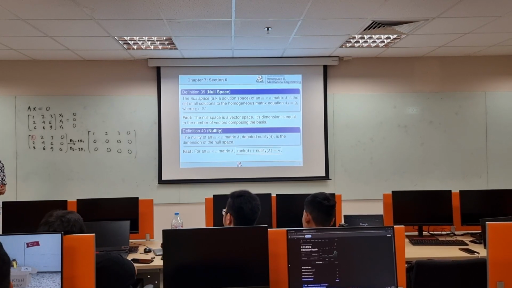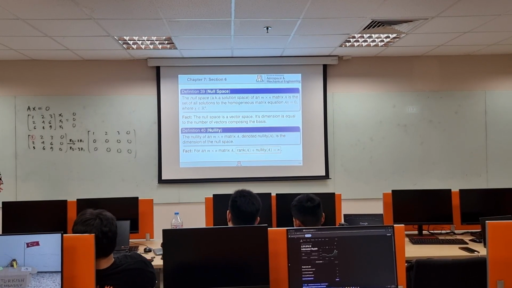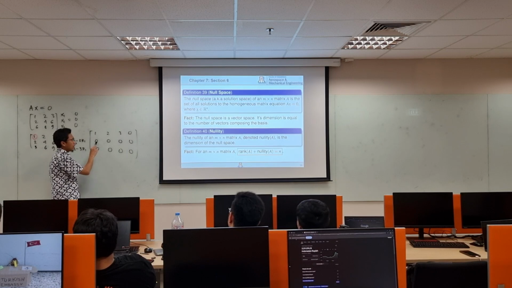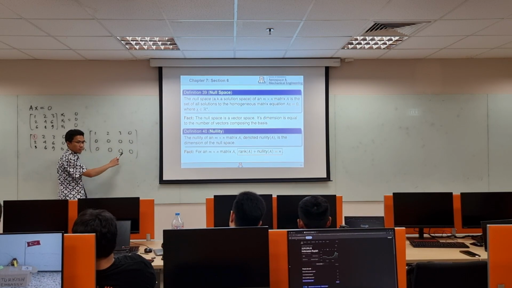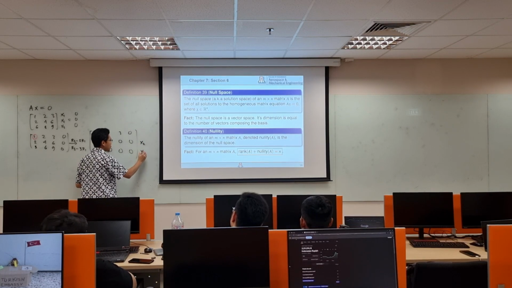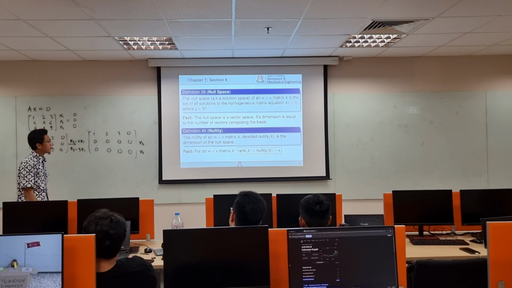So how do we get the answer x2 and x3? Free to choose, that's correct. Because we have 2 rows that are 0, that means x2 and x3 are free to choose. You are free to choose them.